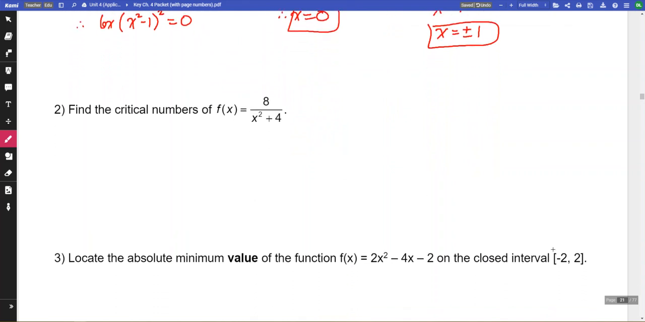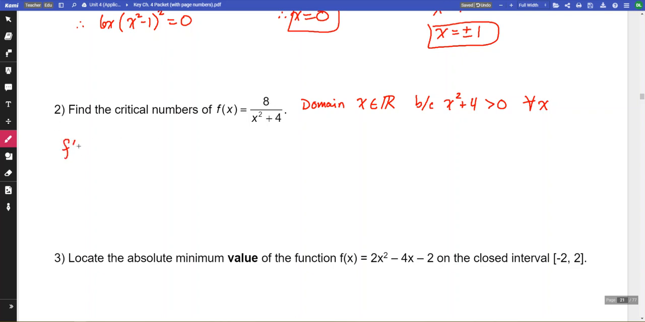For the next problem, find the critical numbers of f of x here. Notice that for this problem, it is rational, but our domain is x being an element of the set of all real numbers, and that is because x squared plus 4 is greater than 0 for all x values. So let me find my derivatives. All right, so f of x is 8 over x squared plus 4.